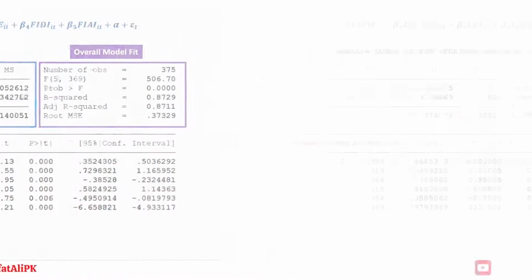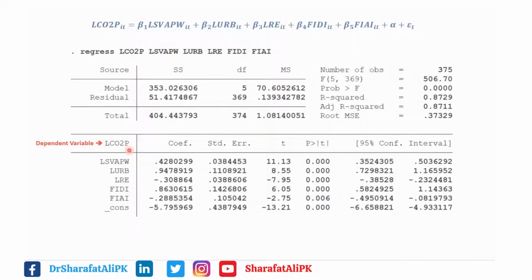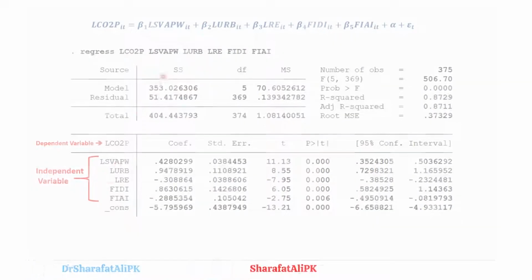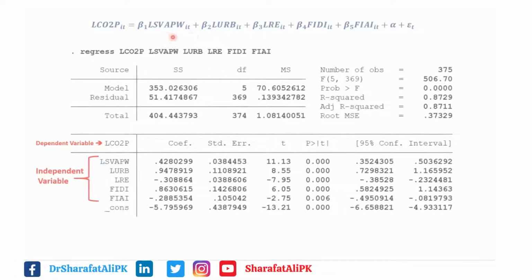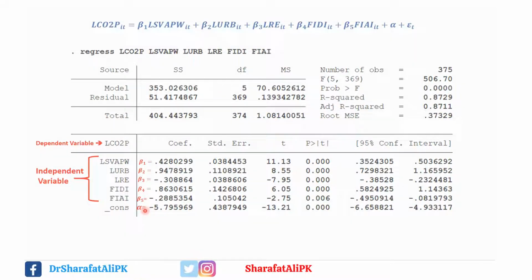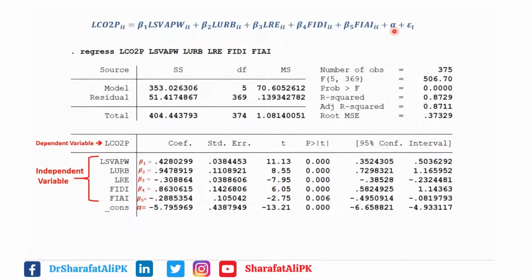In the lower part of the table, you can see LCO2 is the dependent variable, whereas these variables are the independent variables as we have already shown in our regression model. The second column of the table shows the coefficient values of beta 1, beta 2, beta 3, beta 4, beta 5, and alpha, which is the intercept in our model.